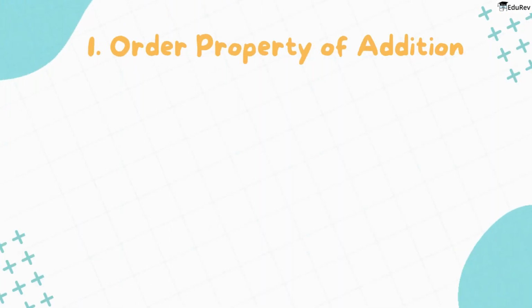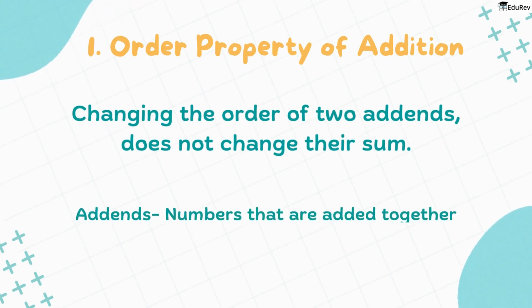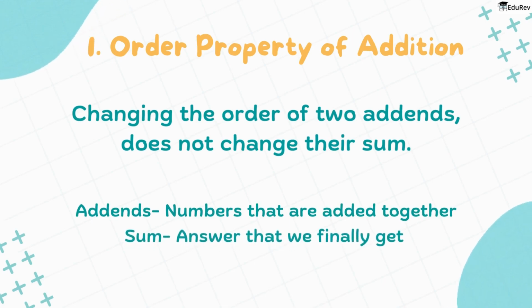The first property of addition is called order property of addition. It means that changing the order of two addends does not change their sum. Now students, addends are the numbers that are added together, and the sum is the answer that we finally get. Let's do an example to understand it.